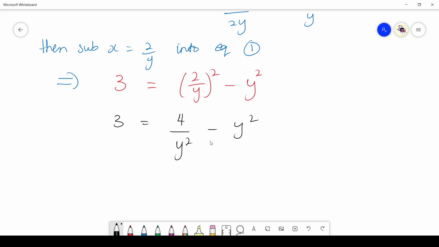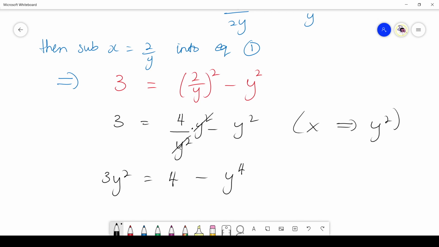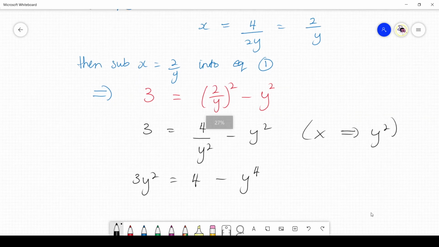Now, whenever you want to get rid of a denominator, all you have to do is multiply across by that existing denominator, which happens to be y squared. So multiplying every single term across by y squared, we will get 3y squared is equal to 4 minus y to the power of 4. When you multiply this component by y squared, they get canceled out. So that's why 4 is by itself there. Just letting you guys know for those of you who didn't see it. And then, of course, y squared by y squared gives us y to the power of 4, if you remember your rules of indices.